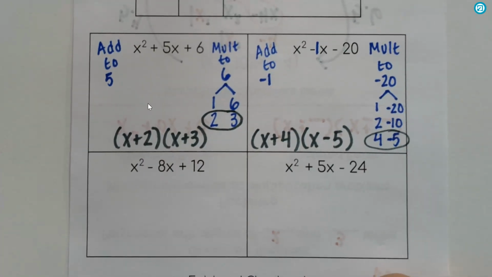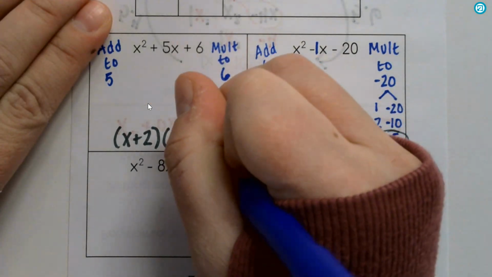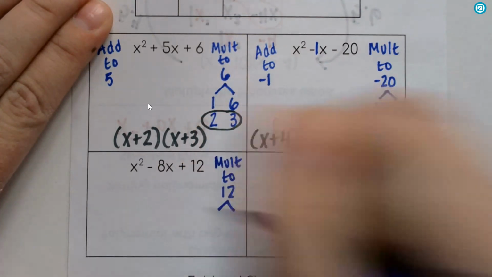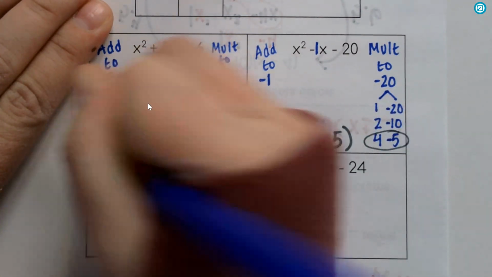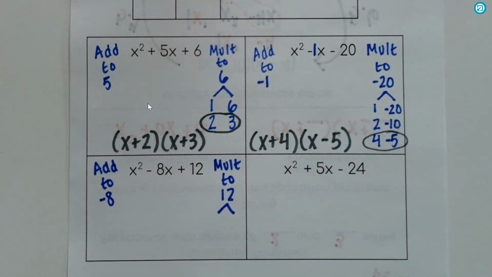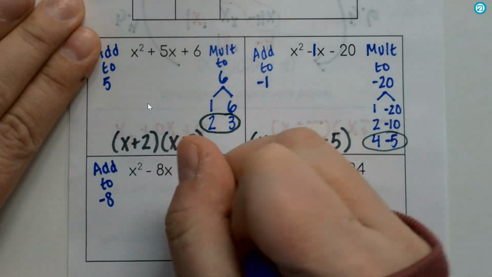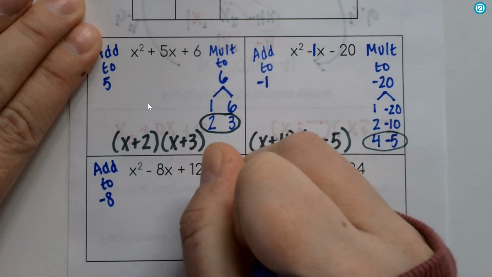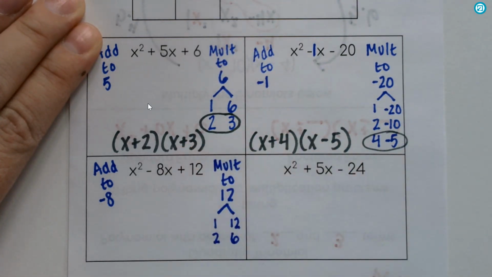Alright, our third example, we've got x squared minus 8x plus 12. What am I trying to multiply to be? 12, awesome. What am I trying to add to be? Negative 8. Okay, numbers that multiply to 12 are 1 and 12, 2 and 6, 3 and 4.